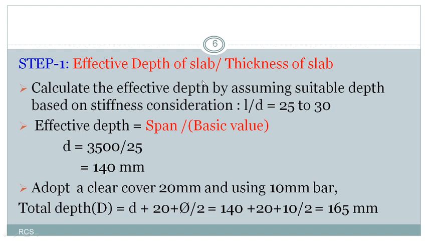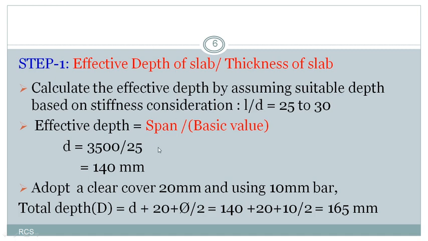For calculating the effective depth of a simply supported slab, the L by d ratio will vary from 25 to 30. We want to find the effective depth, and these are the basic values. So effective depth is equal to span by basic value. For this I am considering the basic value as 25.